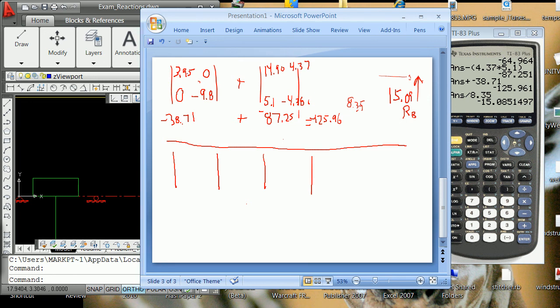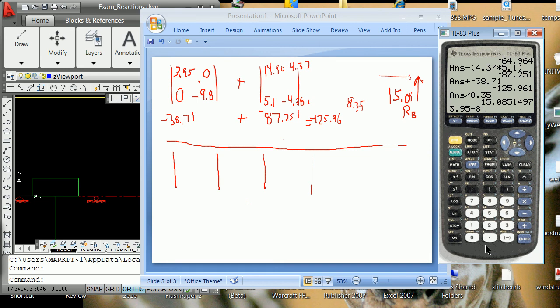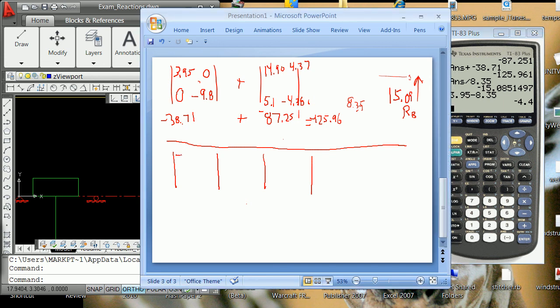and so now this, instead of being 3.95, it's going to be 3.95 minus 8.35. So you can take 3.95 minus 8.35, because essentially you move your coordinate system right, 8.35. And you get a distance of minus 4.4, so in this case it's minus 4.4. The rest of the matrix is the same, 0 and minus 9.8.